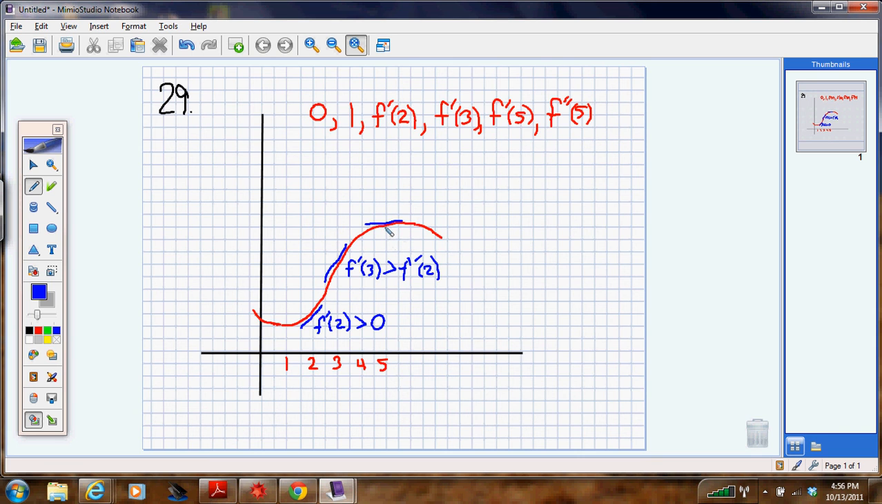Now f double prime of 5, if I look at 5, I have to judge the second derivative by the concavity of the graph of f. And now since f is concave downward when x equals 5, f double prime of 5 will be negative. Okay, so I'm going to just note that here. F double prime of 5 is less than 0 because f is concave down at x equals 5.